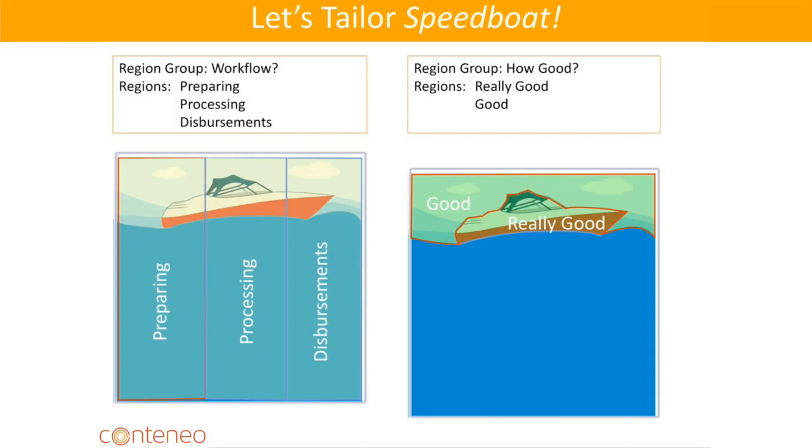The second region group that we want to create is knowing if something is going well. How good is something going? And we could say that items closer to the boat are really good, and items farther from the boat but above the water are good.